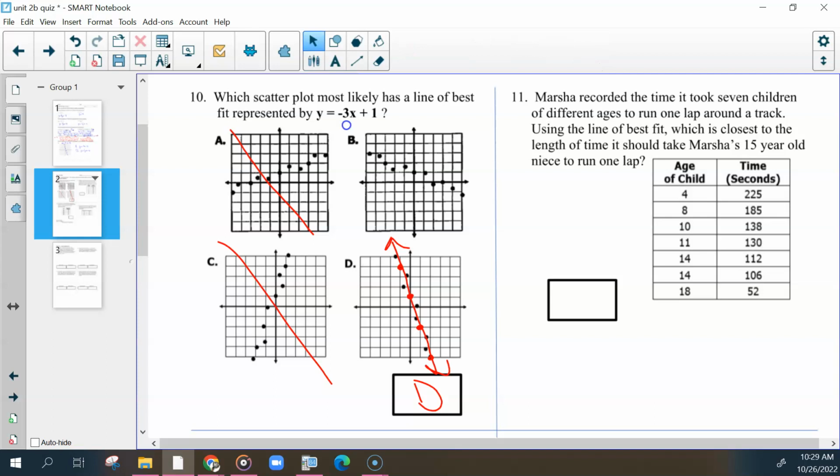For 11, this was worth 2 points, one for writing your line of best fit, even though that's not what it asked for. That way, if your answer was wrong, I can see if it was because of your equation or not. So the equation, the line of best fit, and the answer to the problem.